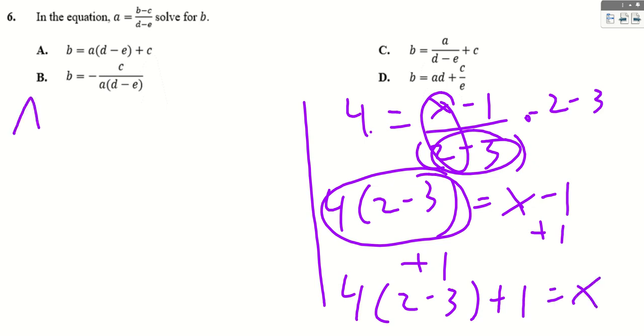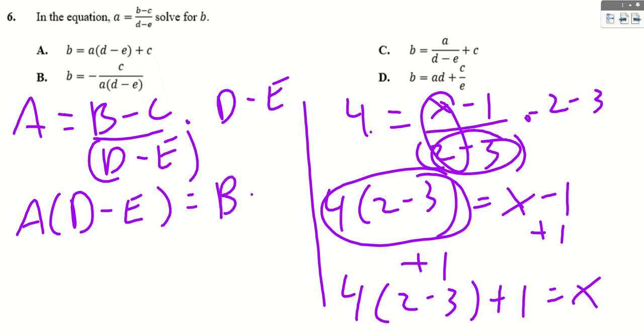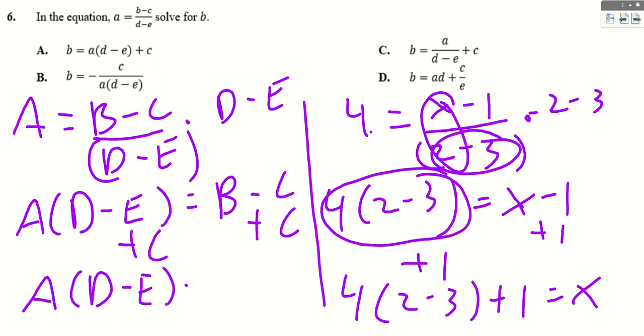Now, doing the equation that they gave us, using our previous example, I'm going to do the opposite of multiplication, which is divide, and do the opposite of divide, which is multiply. If I do it to one side, I have to do it to the other. So I have a times d minus e is equal to b minus c. I'm going to add c to both sides, and then I get a times d minus e plus c is equal to b.